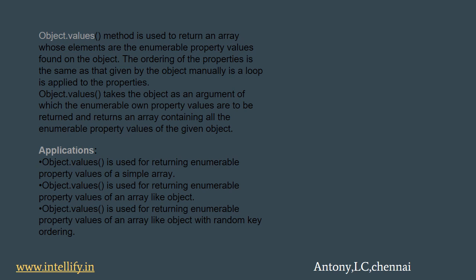The applications of Object.values are: it is used for returning enumerable property values of a simple array. It is used for returning enumerable property values of an array-like object, the same as in Object.keys. It is also used for returning enumerable property values of an array-like object with random key ordering. The applications are the same for both Object.values and Object.keys.